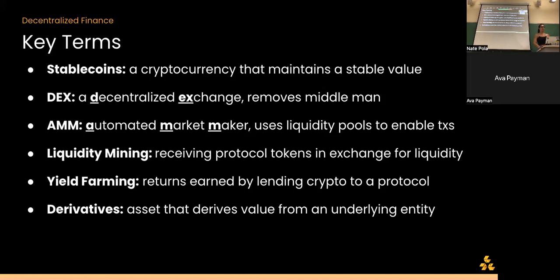And an AMM is an automated market maker. It uses liquidity pools to enable transactions. AMMs and DEXs are very intimately related, and we'll get to that.